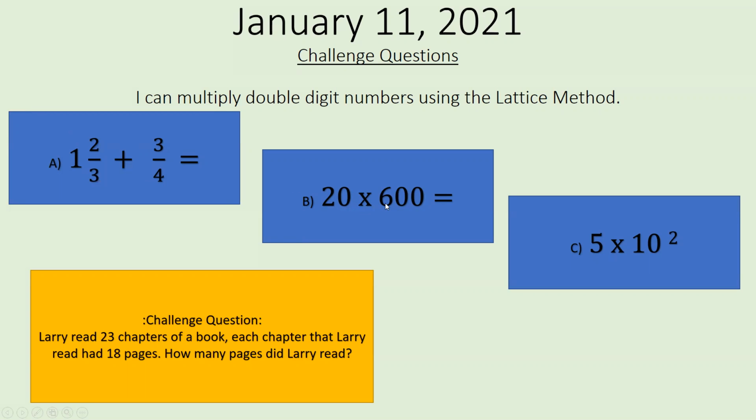The first thing they both have in common is 12. B, 20 times 600, get rid of the zeros, multiply 6 times 2, and then add your zeros to your answer. And then C, 5 times 10 to the second power, you're going to make 5 10 times bigger twice, right? And then the challenge question, it's just going to be a simple multiplication.